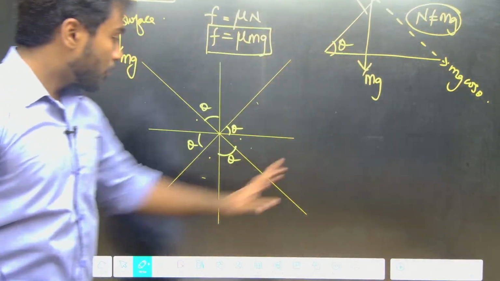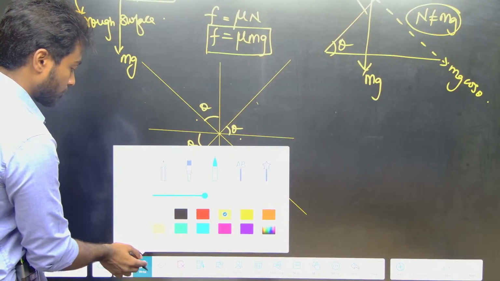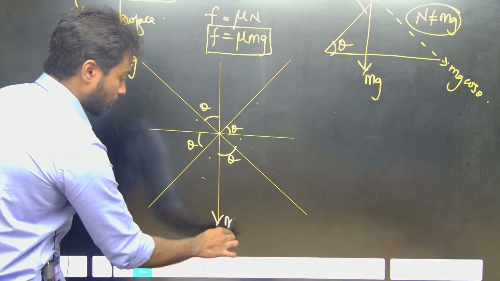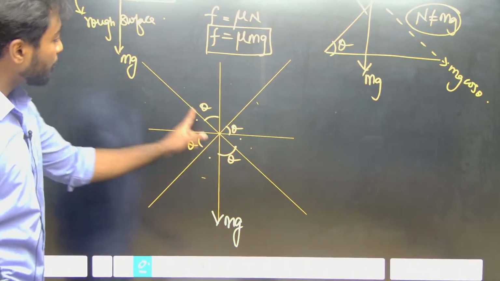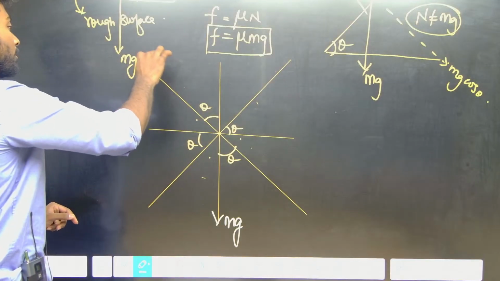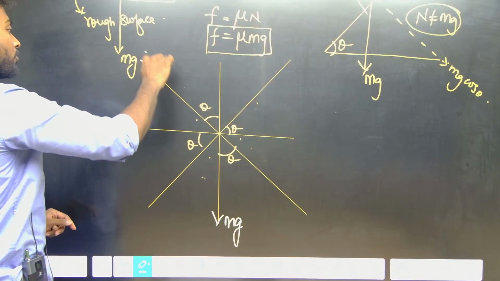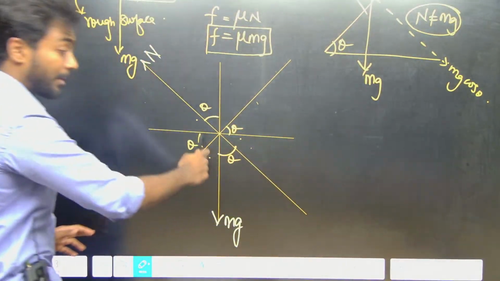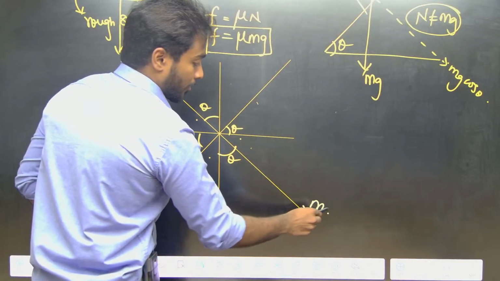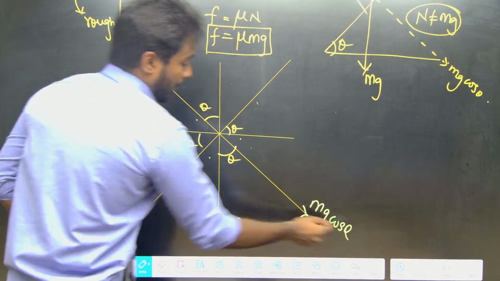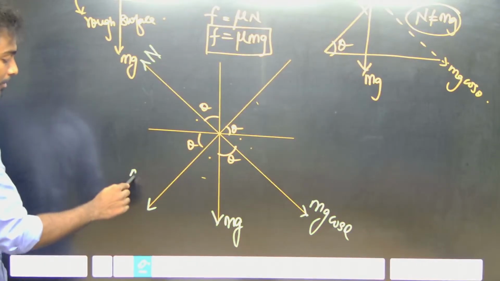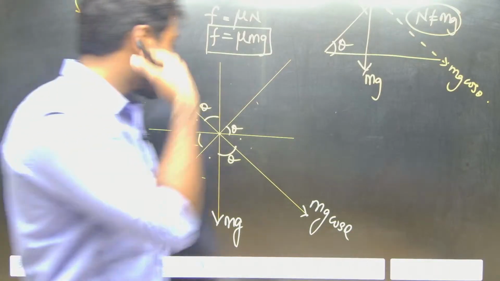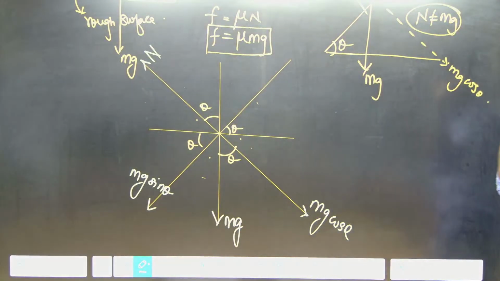mg is acting towards down. Normal force is acting like this. So if I take this mg to the other side, along the theta it is mg cos theta, as we said, and on the other side it is mg sin theta. Okay, this is the case.